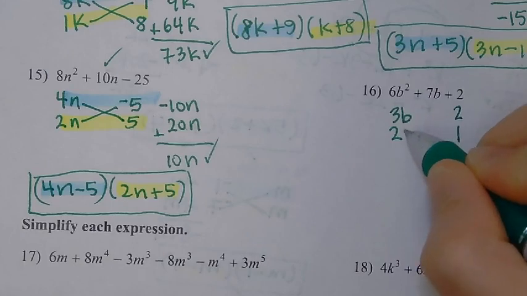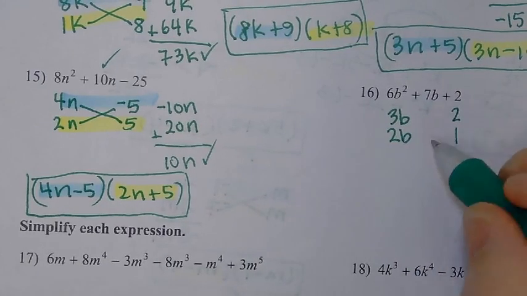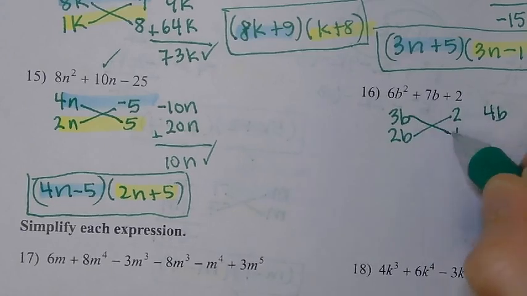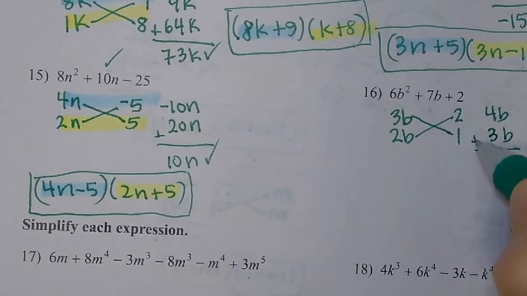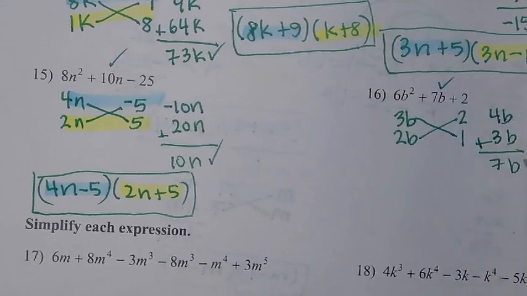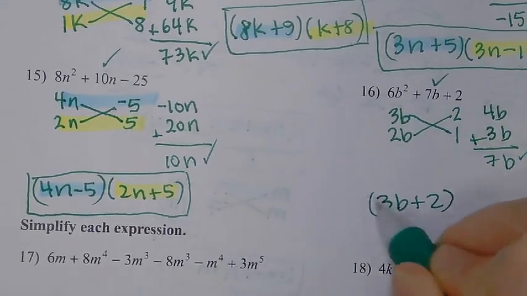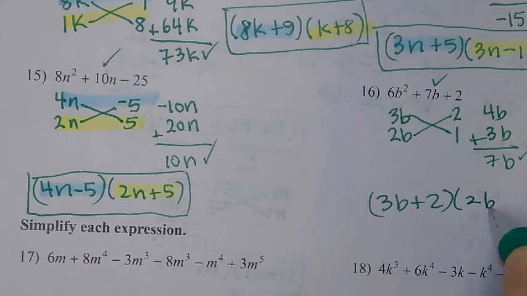Oh, I forgot a B. Sorry. I keep on forgetting those. 2B times 2. It's going to be 4B. 3B times 1. 3B. We add them up. 7B. Woohoo! Okay, so this is going to be 3B plus 2. Again, going straight across, and this is going to be 2B plus 1.